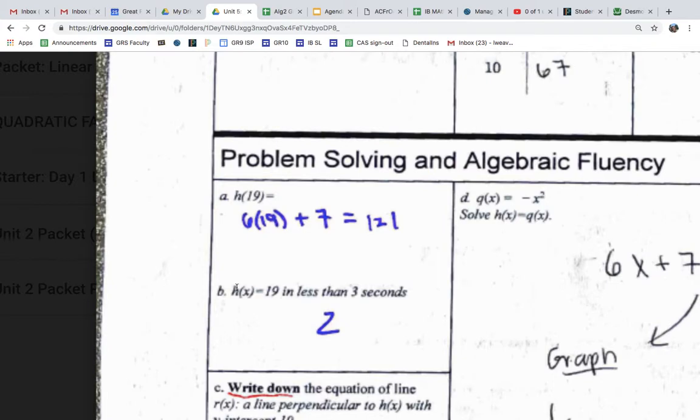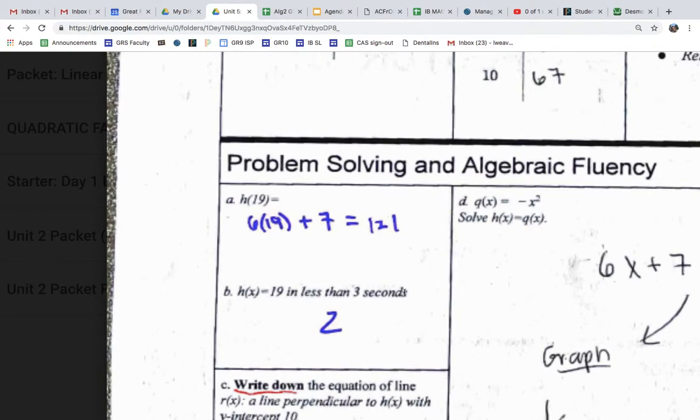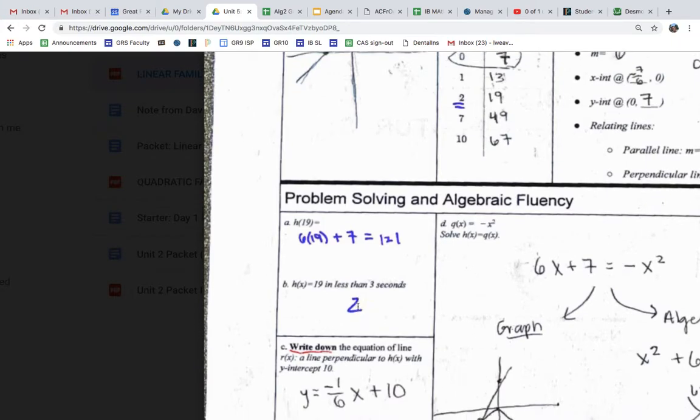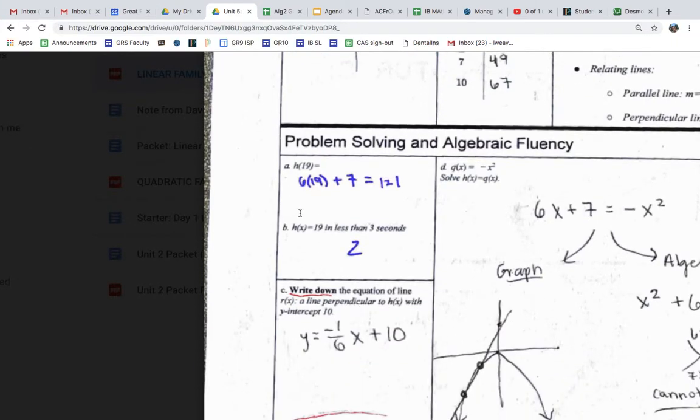Solve h of x equals 19 in less than 3 seconds. That's a hint that it must be easy. So if I zoom out here, I realize they're giving me the y value, and if I go into my table, oh my gosh, it's right there. The y value is 19 when x equals 2. So it must be x equals 2. Notice the difference in notation. This one's giving you the x value, and this one is giving you the y value.